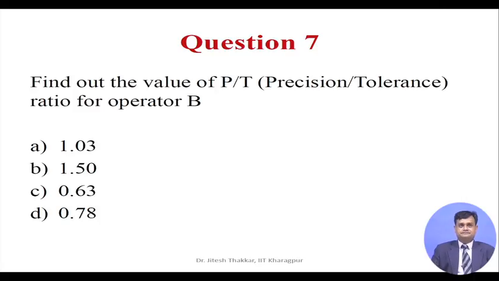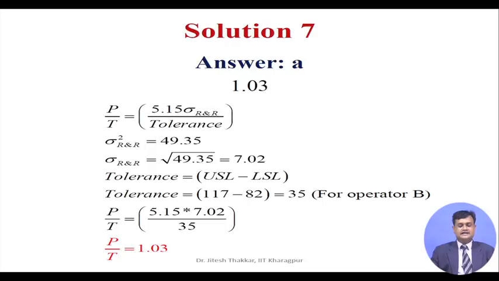Question 7. In the video lecture, you have also studied the concept called P by T, that is, the precision by tolerance ratio, and what would be the P by T ratio for operator B? You are given 4 options on the screen, and the correct answer is A, that is 1.03. You can see the computation.